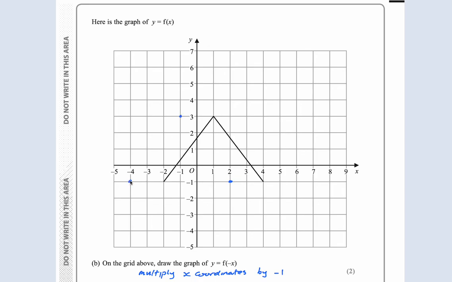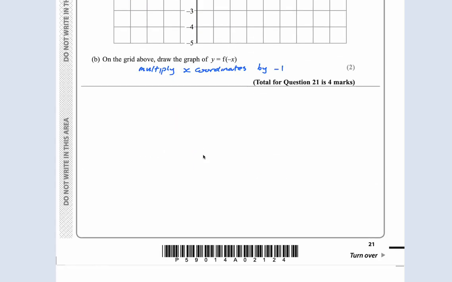So what's actually happened, guys, and I did it that way so you could see why it happened, it is a reflection in the y-axis, and that's why it's a reflection in the y-axis, because by multiplying the x coordinates by -1, you end up just flipping it to either the negative or the positive, which is the same as reflecting it in that axis.